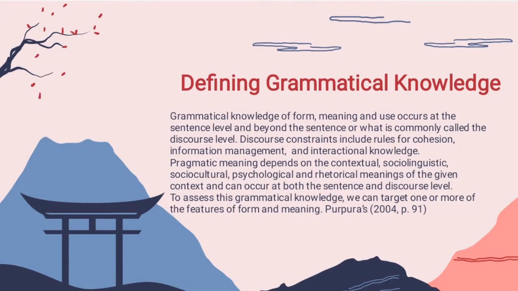Grammatical knowledge of form, meaning, and use occurs beyond the sentence level, at what is commonly called the discourse level. Discourse constraints include rules for cohesion, information management, and interactional knowledge, which identify relationships in language at the discourse level. Pragmatic meaning depends on the contextual, sociolinguistic, sociocultural, psychological, and rhetorical meanings of the given context. And to assess this grammatical knowledge, we can target one or more of the features of form and meaning.